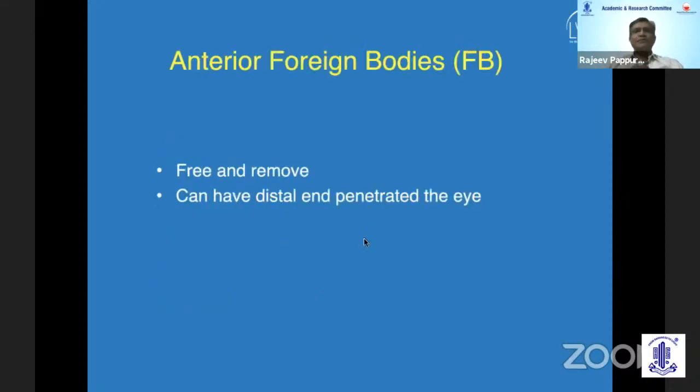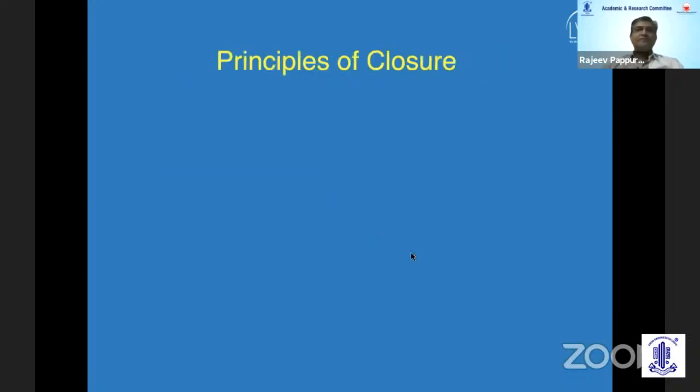And if you find foreign bodies in the anterior area, you might remove them if they're free. But if you feel that they're stuck to the globe, always be careful that they might have penetrated the globe inside. So be mindful of pulling them out whenever you're doing that. Be careful that you don't pull the contents out.